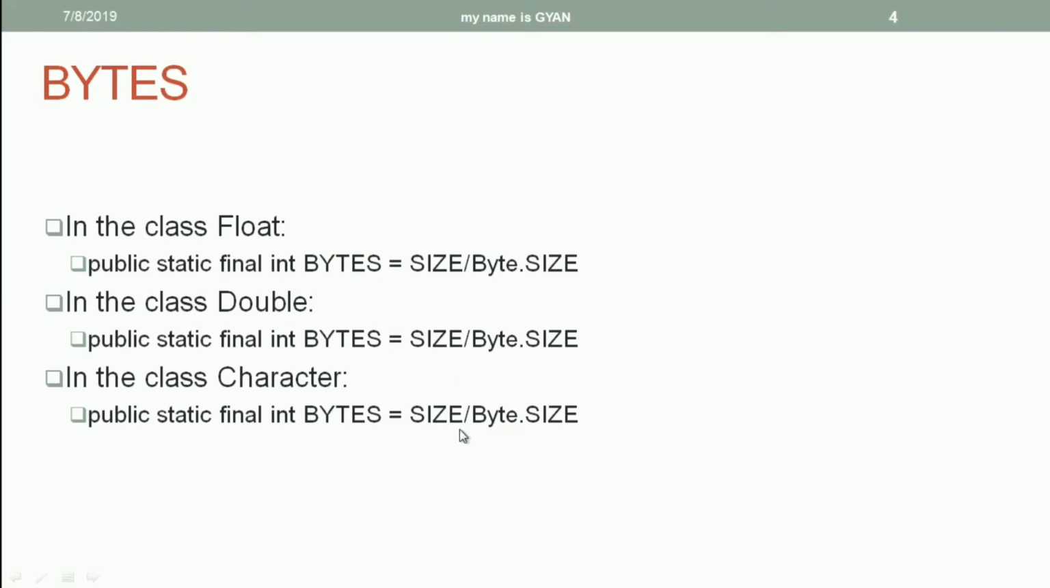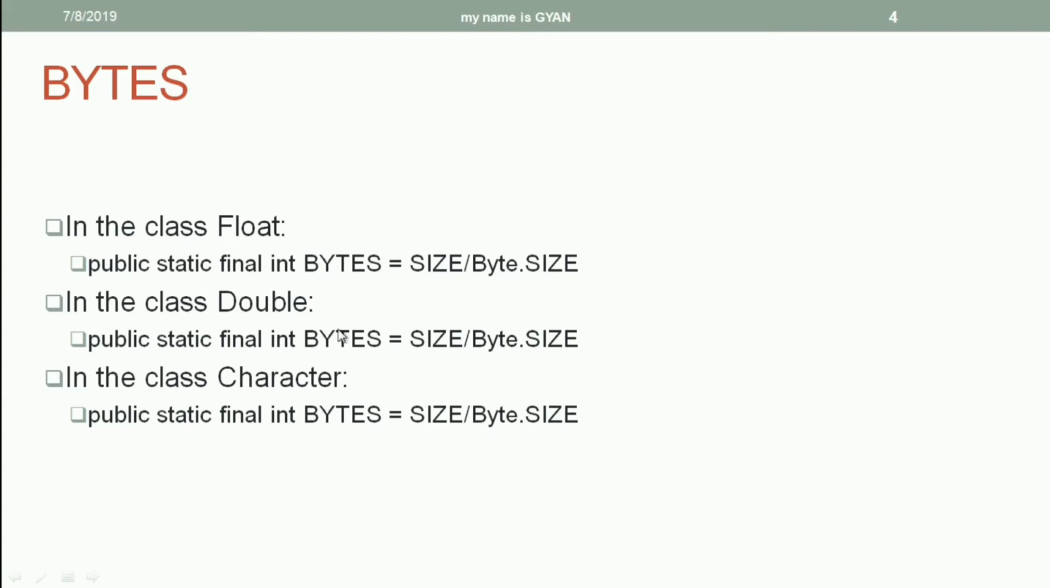The SIZE of the class Character is 16. Byte.SIZE is 8. That's how the value of the field BYTES in the class Character is 16 divided by 8, which is equal to 2. The field BYTES is not present in the class Boolean. Since the field BYTES is public, static and final in all the wrapper classes, that's how we can use the field BYTES by using the class name in our created Java program.